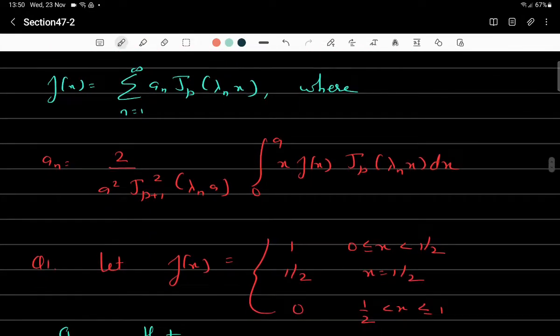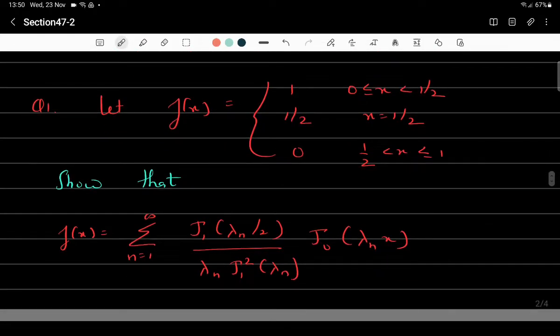Okay, now let's try some interesting questions. The first one says that let f(x) be defined as follows. Then you need to show that f(x) can be written as a linear combination of Bessel functions J0(lambda n x), which means that you simply need to show that when you write the Bessel series for f(x) in terms of J0(lambda n x), then your an would be J1(lambda n/2) divided by lambda n J1 squared of lambda n.